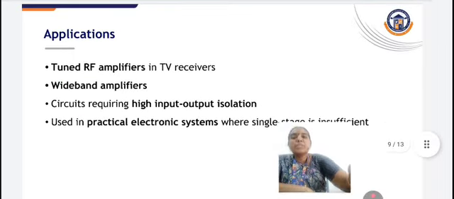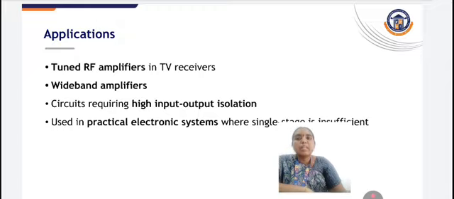Next is the application of cascade amplifier. The cascade amplifier is widely used in real world applications. They are employed in tuned amplifiers in telephone receivers. They are also used as wideband amplifiers in communication systems. Wherever strong isolation between the input and output is required, cascade amplifiers prove very effective. In short, they are essential in building practical electronic systems where a single stage amplifier cannot meet the requirements.